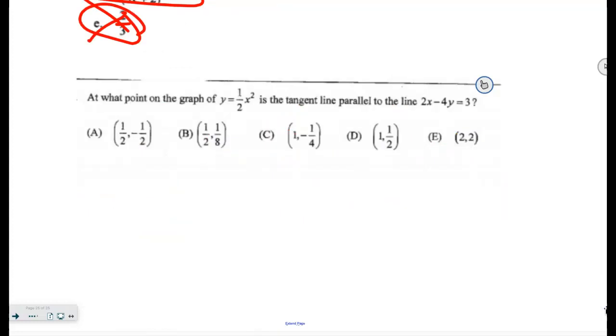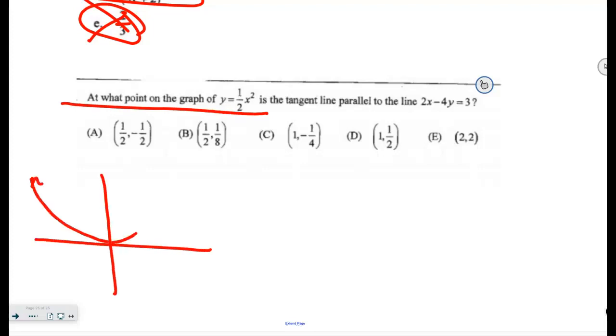I like this question a lot because you have to understand what a tangent line is. So it says, at what point on the graph of y equals 1/2 x squared, a graph that I know what it looks like, a parent function of a parabola with a, I don't know what they call it, because I don't teach algebra 2, and I actually never have. Do they call it a stretch and compression? Okay, so this would have been a compression of a half, so it's going to widen it. And it says, at what point on the graph of that parabola is the tangent line parallel?